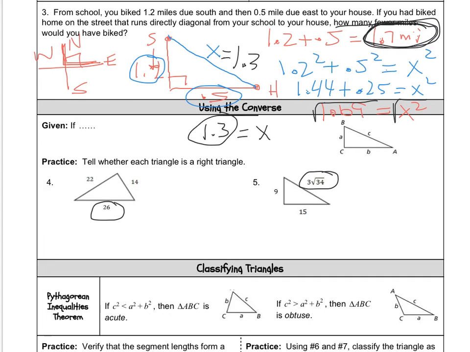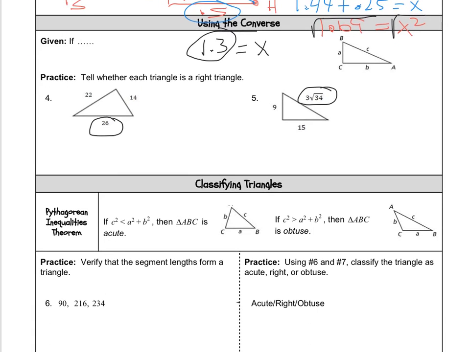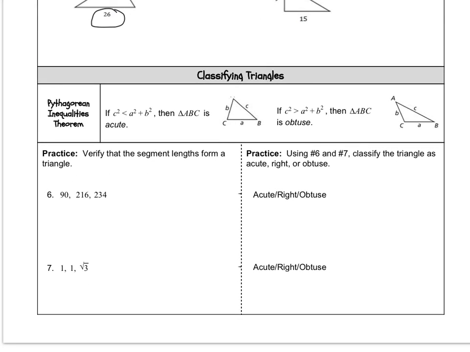All right, so the last thing here we talked about is being able to classify triangles. Everything we just did so far is that if a squared plus b squared is equal to the hypotenuse squared, if the two sides are equal, then we know it makes a right triangle. But what if it doesn't equal?